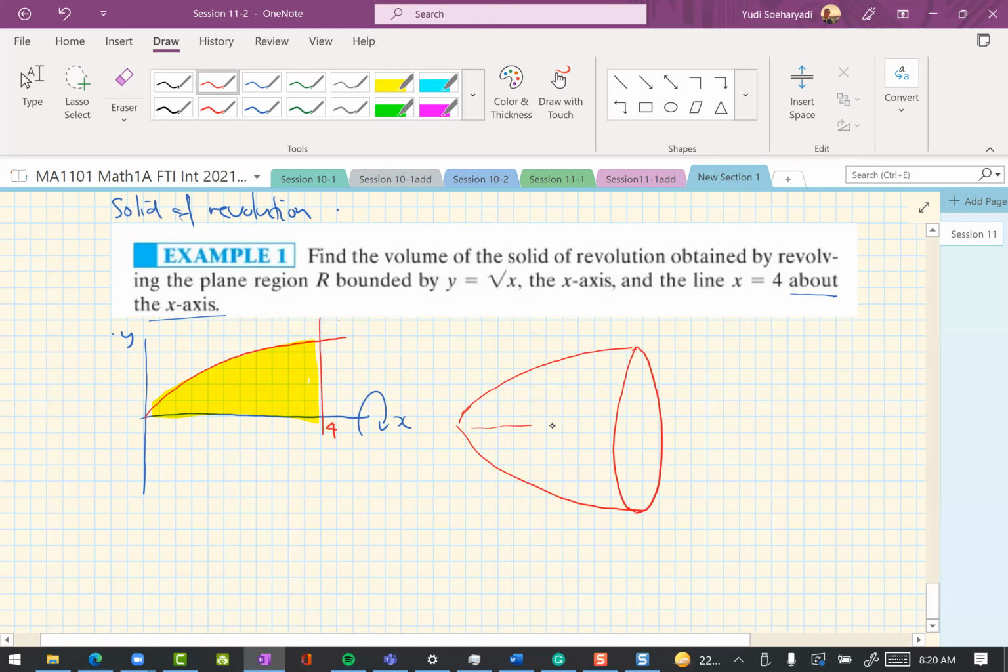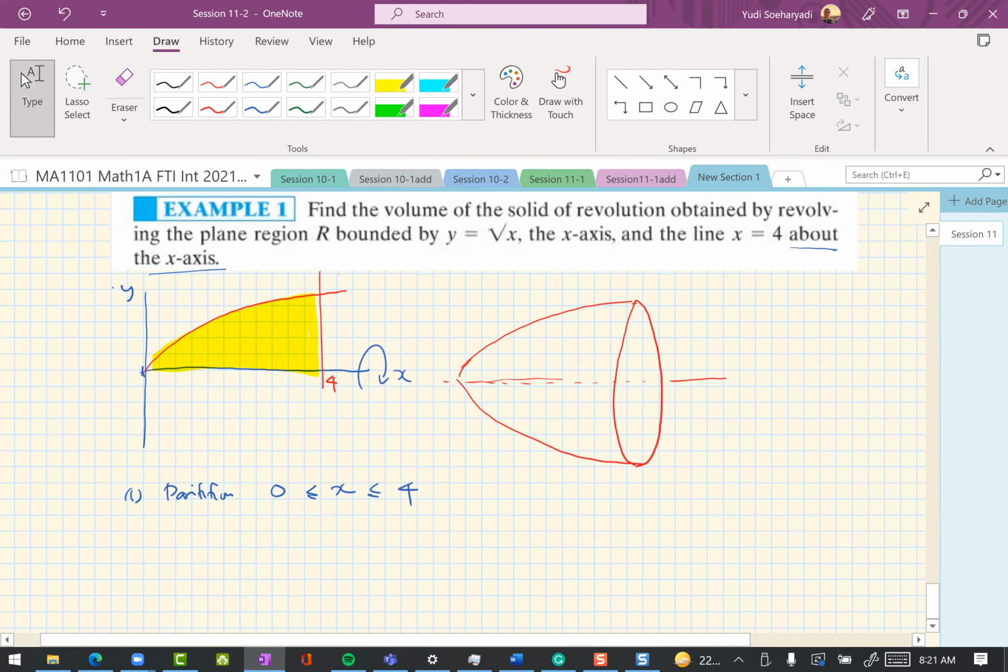It's a solid here, so you have a volume that you need. This is the thing that we need to compute. So how we proceed is: we use the partitions and then take samples, compute for one sample, sum it to get a Riemann sum, and then take the limit to get the integral. So the first thing is partitions. We partition x between 0 and 4.